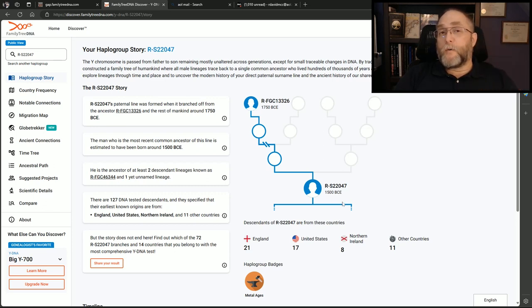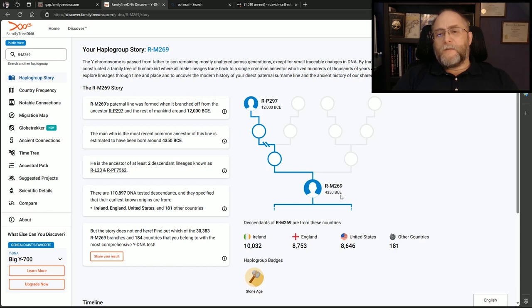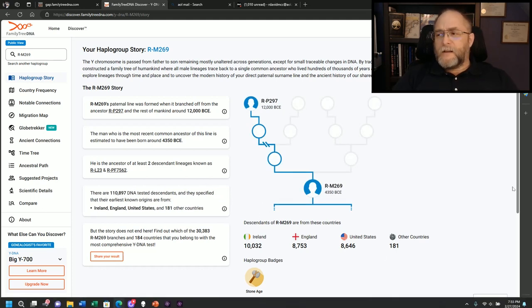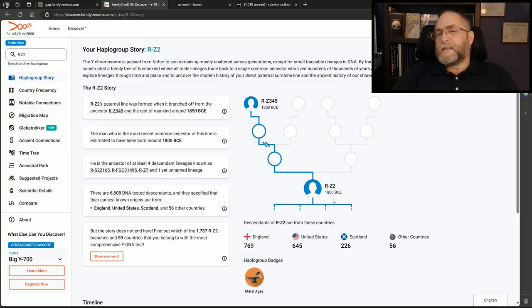It's still a lot more forward than what R-M269 is. Let's just put that one in, since this is one that's pretty common in Europe. That's 4350 BC or BCE, or 6,300 years ago. So yeah, the Family Finder did find one more current. Now let's grab another one. Let's take this one here. Actually, that's 1800 BC or BCE, and that makes it 3,800 years. So that's still about 2,500 to 3,000 years newer than the M269. So yeah, that's good.